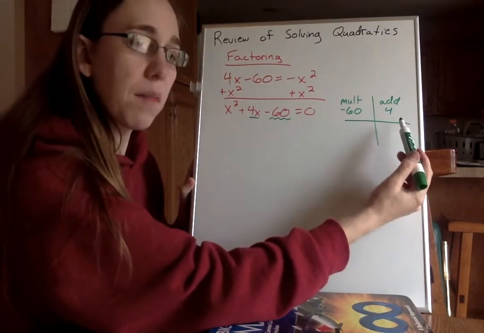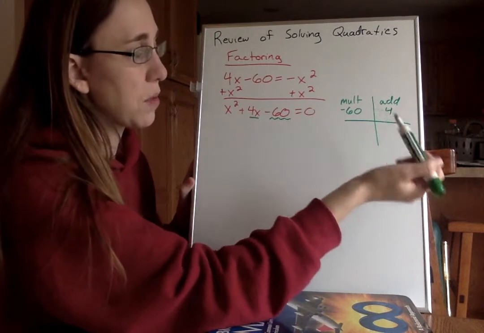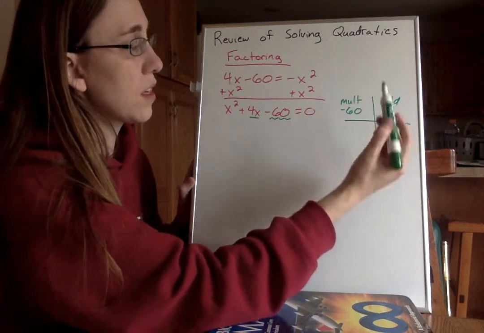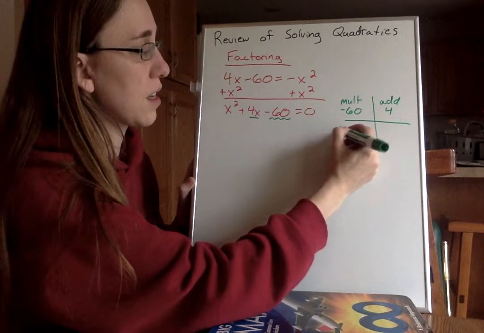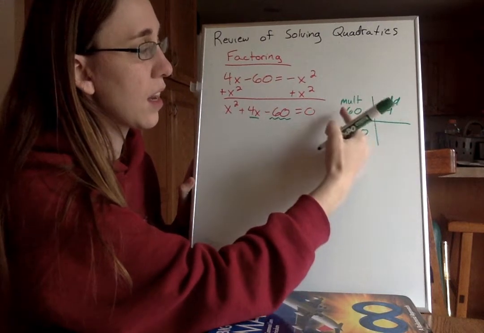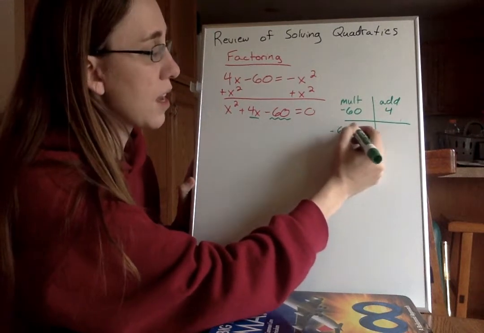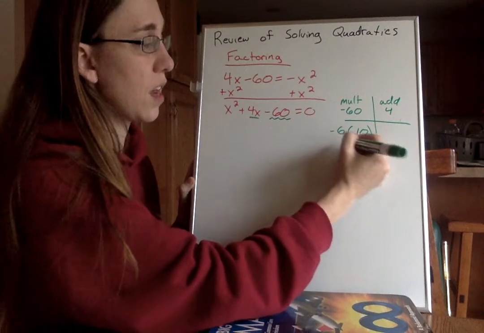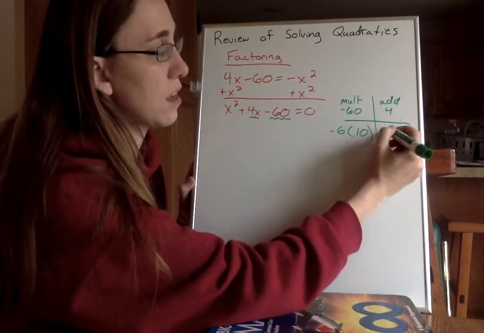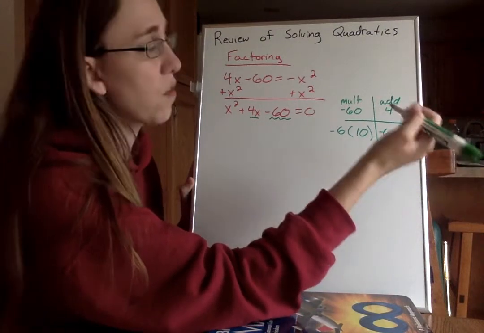Knowing when we add them gives us a positive tells us that the bigger of the two numbers has to be the positive. So for 60, my instinct is to say 6 and 10. Well, we know one has to be negative, and this told us the positive has to be bigger. So that means negative 6 and positive 10. Okay, that works to our negative 60. Is negative 6 plus 10 equal to 4? Yes, it is. So we know we found the correct one.